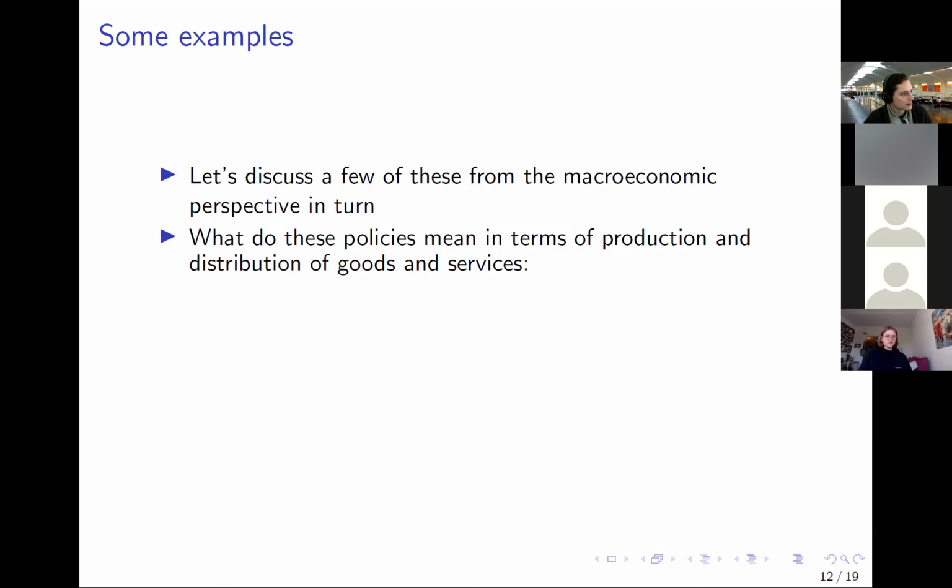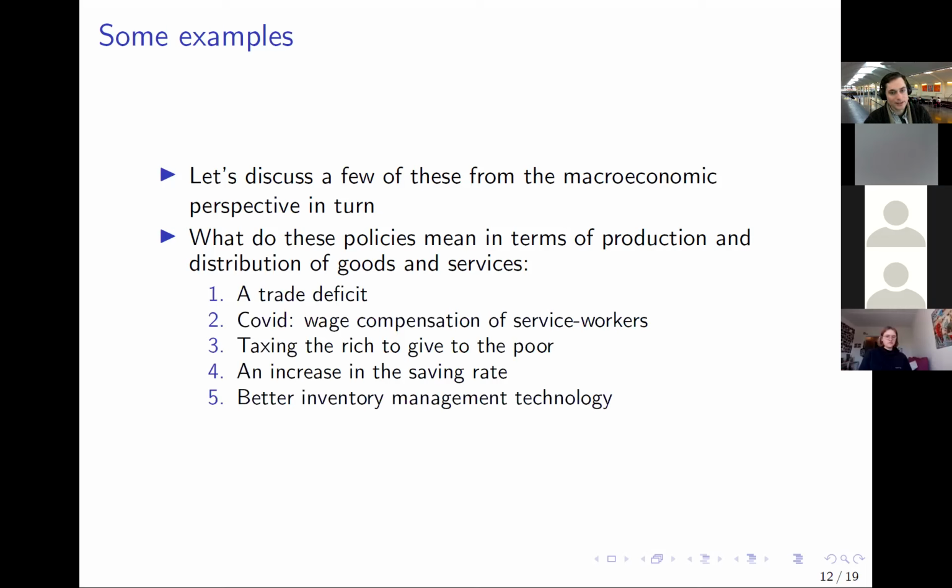Okay, so let's discuss a couple of things from the perspective of macroeconomics rather than microeconomics. Okay. So, a trade deficit. I assume that you have studied the idea of a trade surplus or a trade deficit. A trade deficit is when you're importing more goods and services in terms of value than you're exporting.